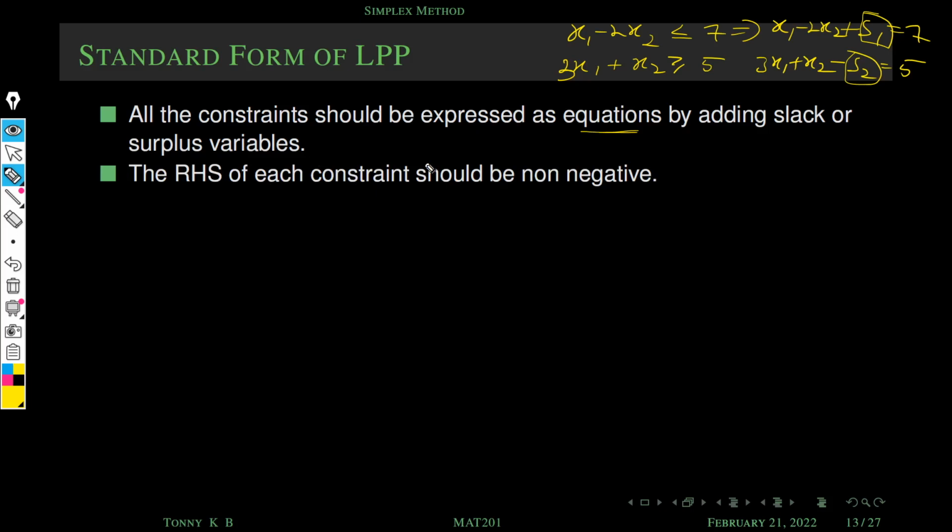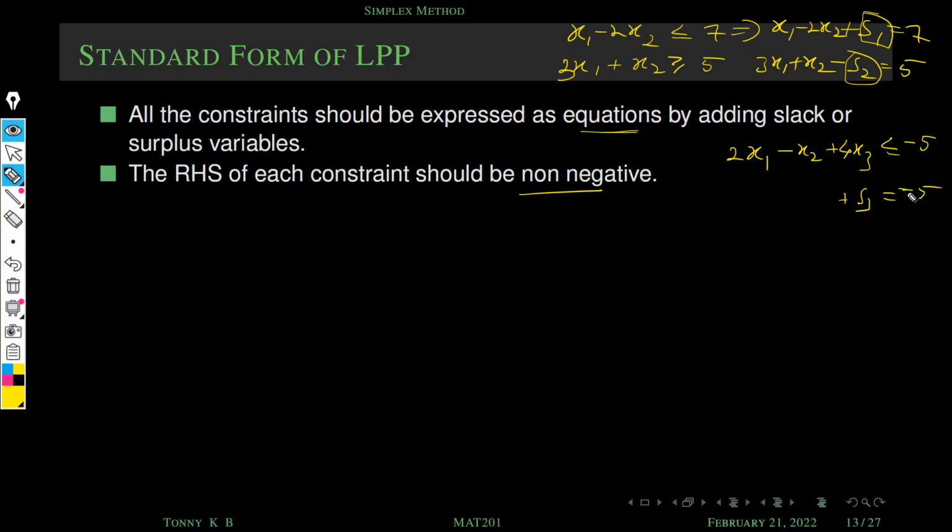The second step is that the RHS of each constraint should be non-negative. For example, consider another constraint like this: 2x1 minus x2 plus 4x3 less than or equal to minus 5. Here the LHS is less than minus 5, so you can make this an equation by adding a slack variable, for example s3. If you add s3, it is clear that this is an equation equal to minus 5.